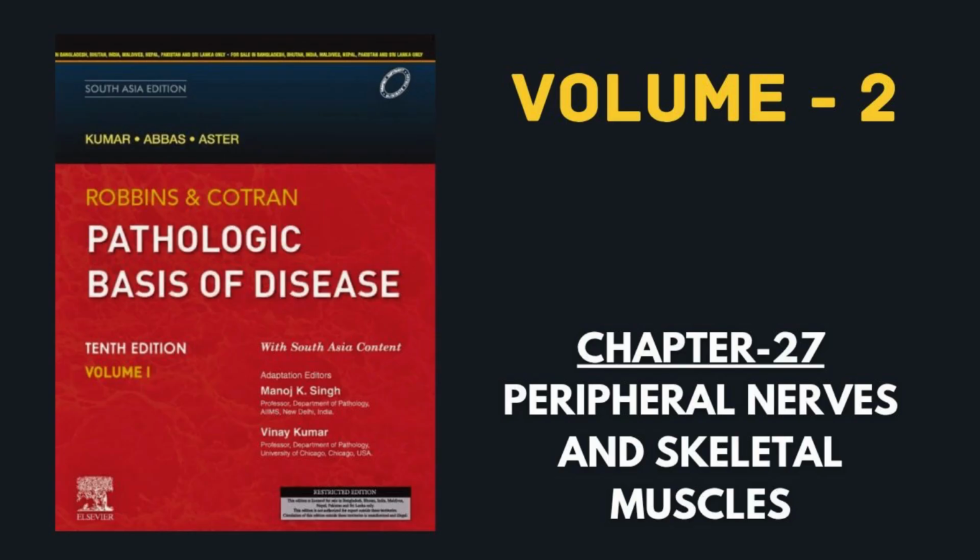You've given us Chapter 27, Peripheral Nerves and Skeletal Muscles. And this is not a light overview. This is a deep textbook-level exploration of pathology and morphology. Right. The goal today is a really thorough, grounded understanding.